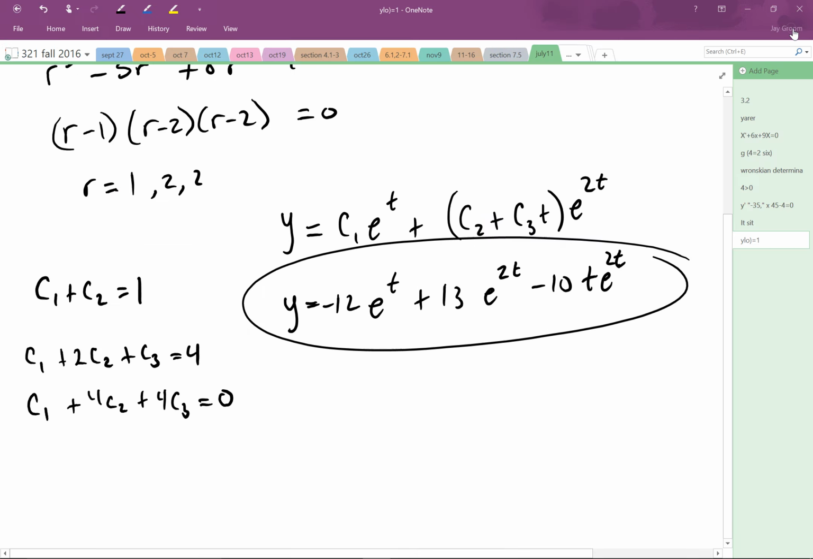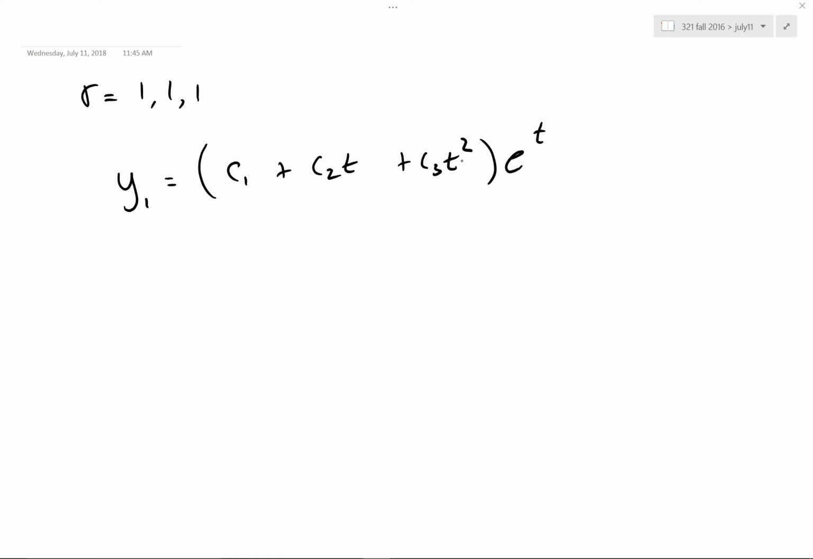And so, what do you think would happen if my R equaled 1, 1, 1? What do you think my solution would look like? Just out of curiosity. For which one? T and T squared. Yeah, it would be like C1 plus C2T plus C3T squared. Exactly right. Or if you prefer, I usually write it like this. If you want, you can certainly write it like this.